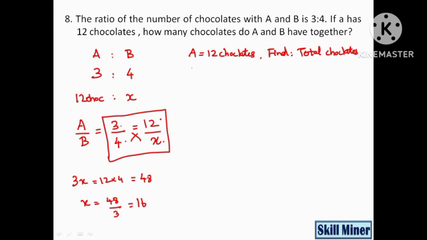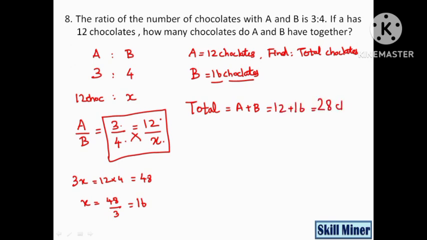So A has 12 chocolates and B has 16 chocolates. Okay, we found that B has 16 chocolates. So total chocolates will be A plus B is equal to 12 plus 16, which is equal to 28 chocolates. So the total number of chocolates will be 28. This will be our right answer.